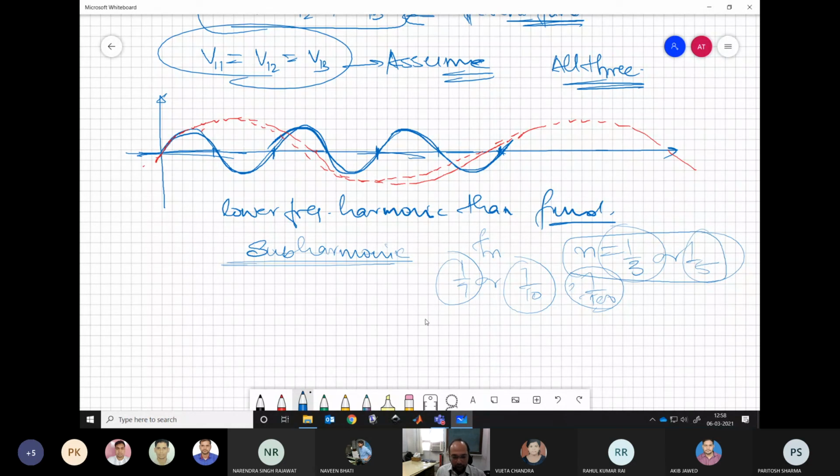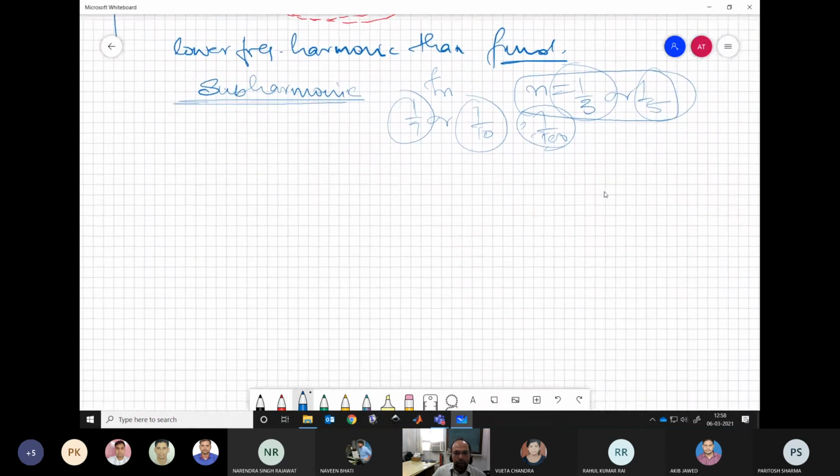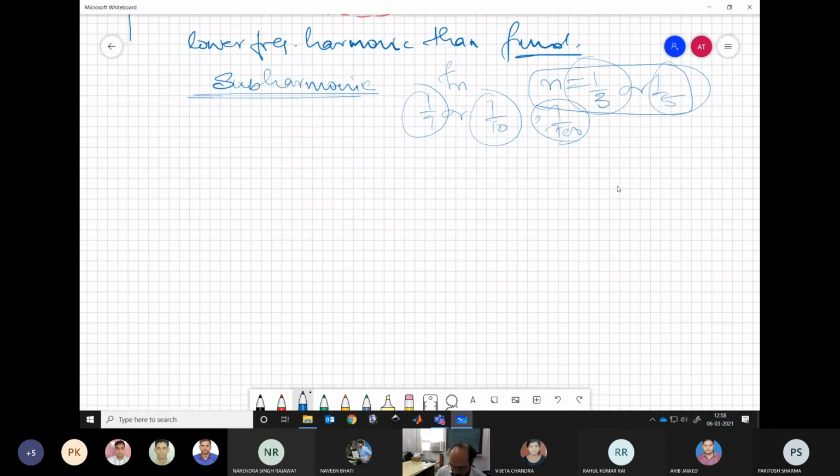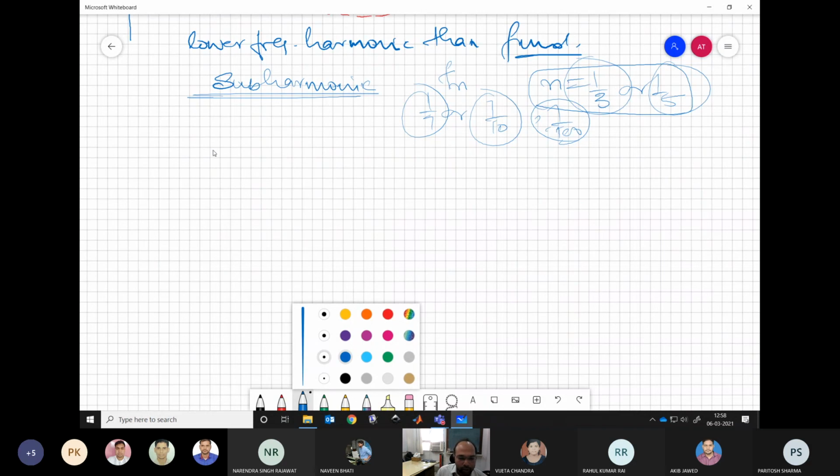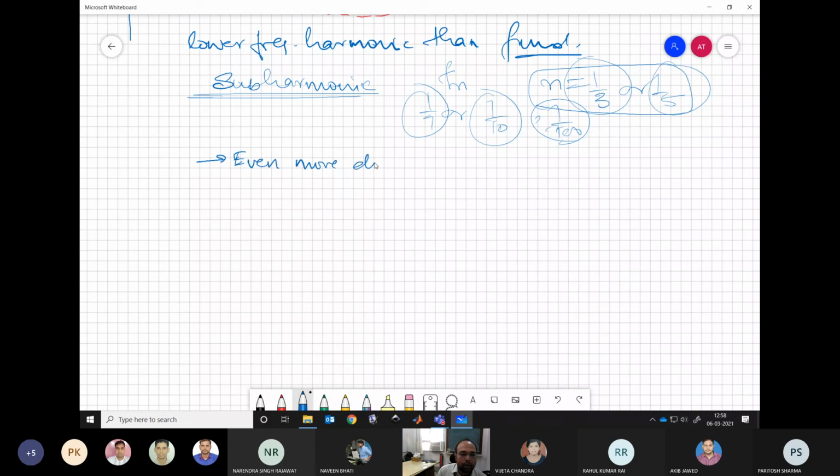Now we know that the higher harmonics are filtered easily, lower harmonics are filtered with more difficulty. So which means our subharmonic, if it has a lower frequency than the fundamental itself, is going to be even more difficult to filter out.